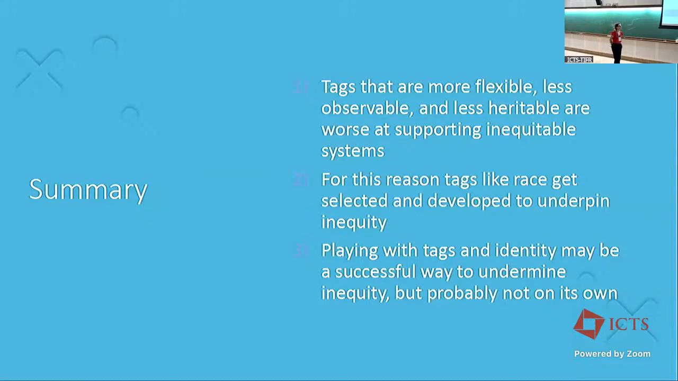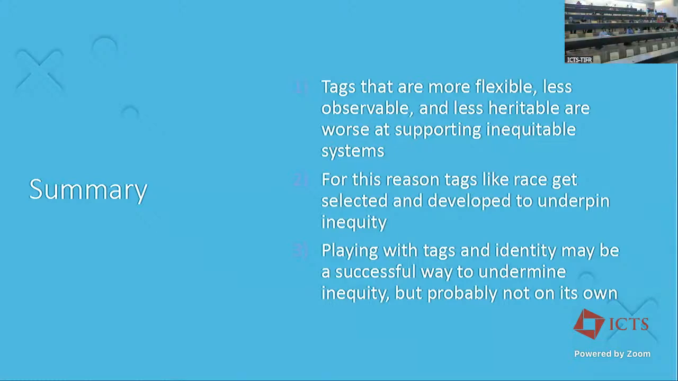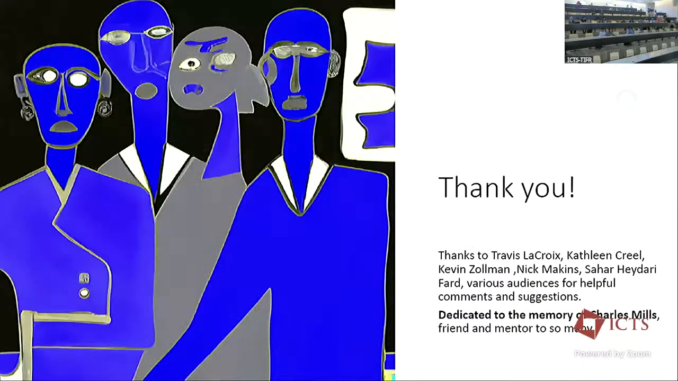And last, playing with tags may be a successful way to undermine inequity, probably not on its own. Many people have pointed out that if you're in a highly oppressive system, you can't just say, I'm going to do a really different gender thing or a really different class thing. People are going to shove you back into place because maintaining correct tag markers is an important part of those systems. So you often need to change things like laws or how much money people have, and a lot of different things, to get to a point where people can even start messing with markers. All right, and that's everything that I've got.